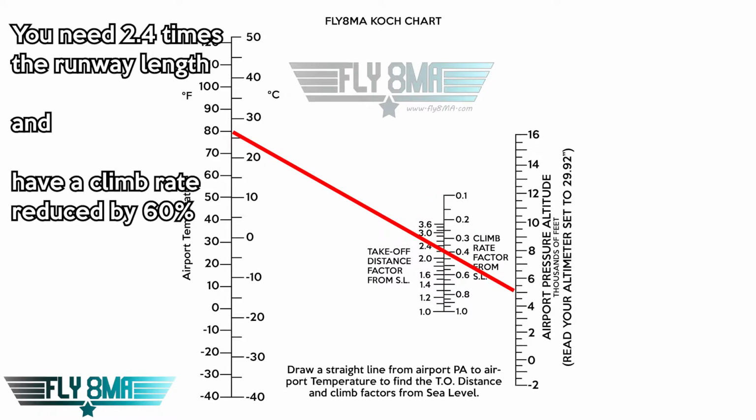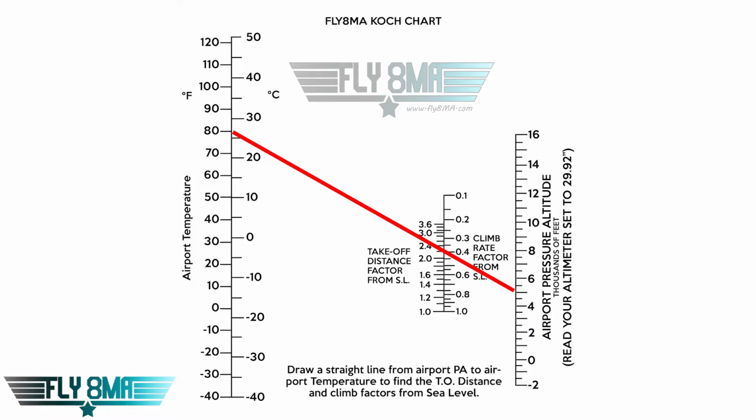It's going to make the airplane climb much slower. So we have these multiples here that increase our takeoff distance and also decrease our climb performance, decreasing our rate of climb, meaning we're not going to have great obstacle clearance as we take off from a high density altitude airport. Keep in mind, while this Koch chart is very helpful, it is not a guarantee.